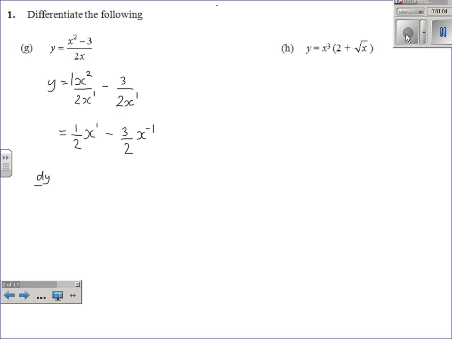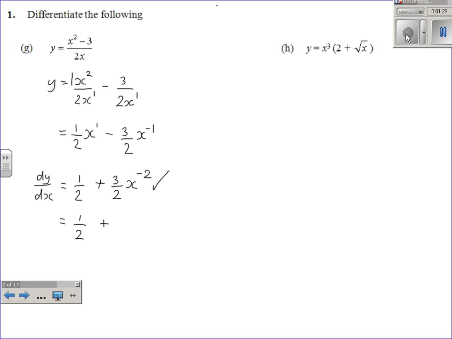So we're working out the gradient function. So we've got dy/dx. A half times 1 is just a half, and when we decrease that, we get x to the power 0, which is just 1. The next term, minus 3 over 2 times minus 1 is positive 3 over 2. We've got the x, and we take away 1, so we end up with minus 2. You are at this point finished, but let's carry on.